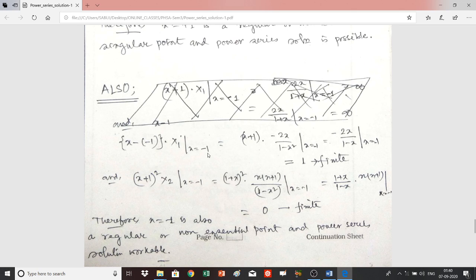So this is the first lecture, and after that we will go to the next topics. So today the lecture is finished here.